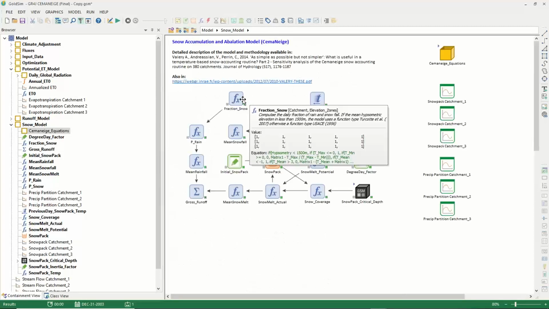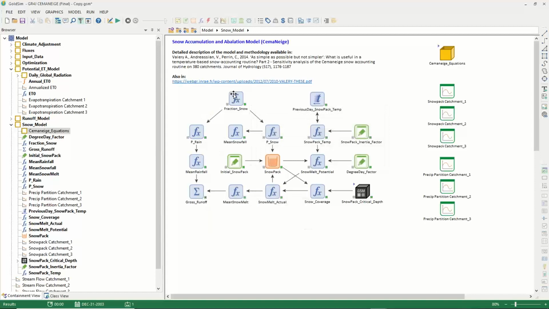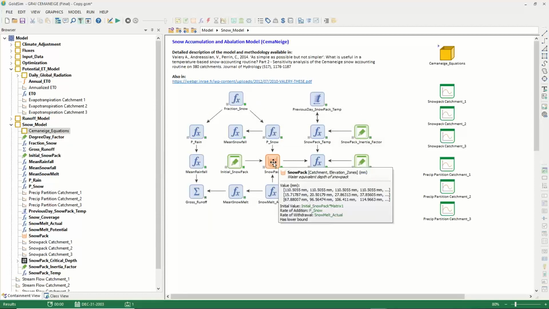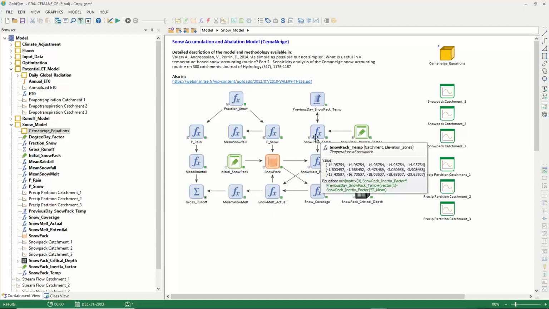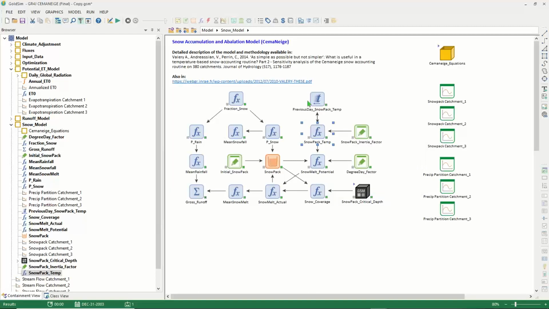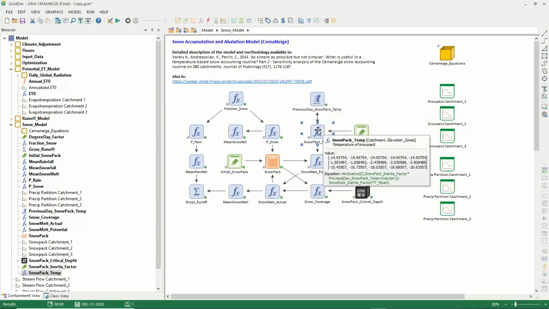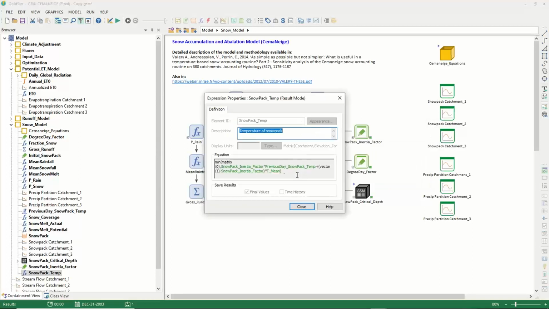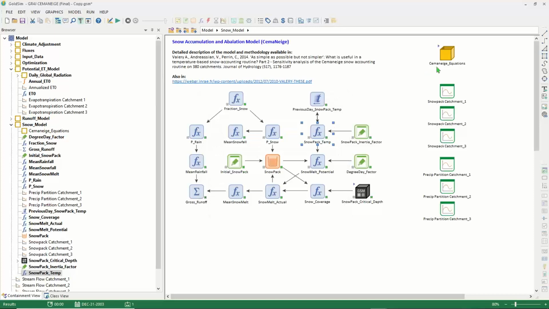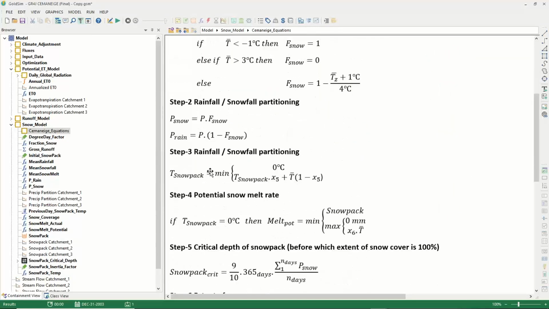Once you have partitioned your precipitation, your rain goes straight to gross runoff, and your snow feeds the snowpack reservoir. Then you calculate your snowpack temperature. The snowpack temperature is the temperature of the snowpack yesterday times the inertia factor, plus your mean temperature today times 1 minus the inertia factor.